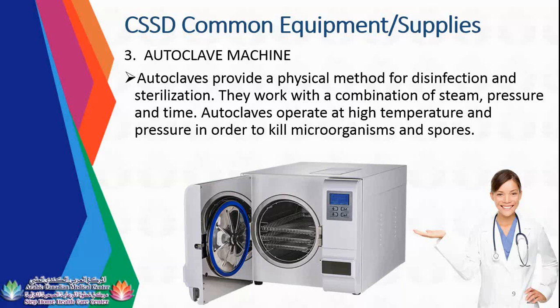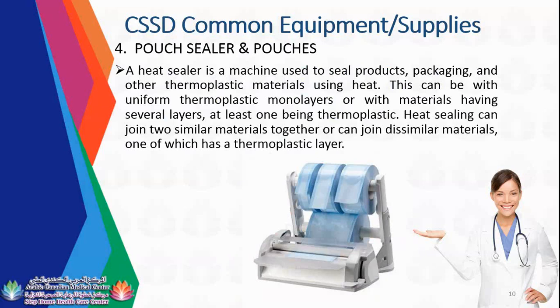Pouch sealers. This is your sample pouches, different sizes of pouches, and this is your sealing machine. So you need to seal and pack. A heat sealer is a machine used to seal products, packaging, and other thermoplastic material using heat. This can be with uniform thermoplastic monolayer or with materials having several layers, at least one being thermoplastic. At least one part of it is plastic. It will not stick if it is all paper or all plastic. If it is all plastic, then the steam cannot go inside the pouch and it cannot penetrate the instruments.